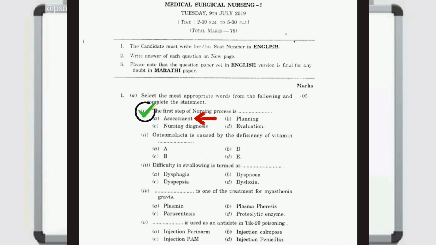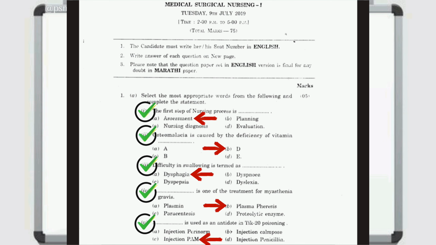Osteomalacia is caused by the deficiency of vitamin D. Answer is B. Next, difficulty in swallowing is termed dysphagia. Next, dash dash is one of the treatments for myasthenia gravis. Plasmapheresis. Answer is B. Next, dash dash is used as an antidote in TIK-20 poisoning. Injection PAM. Answer is C.